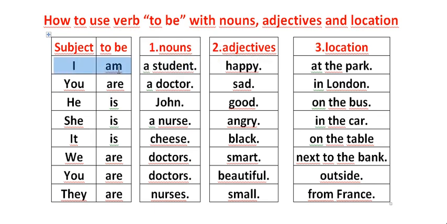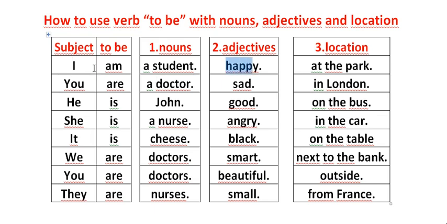So here I am a student. What I'm doing here is I am describing the nouns or pronouns. So I, who am I? I am a student. You, who are you? You are a doctor. He's John. She's a nurse. It is cheese. What is it? It's cheese. We are doctors. Who are we? We are doctors. So we describe the subject.